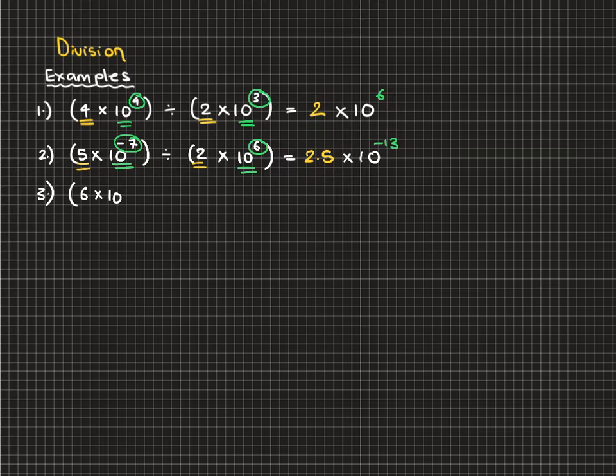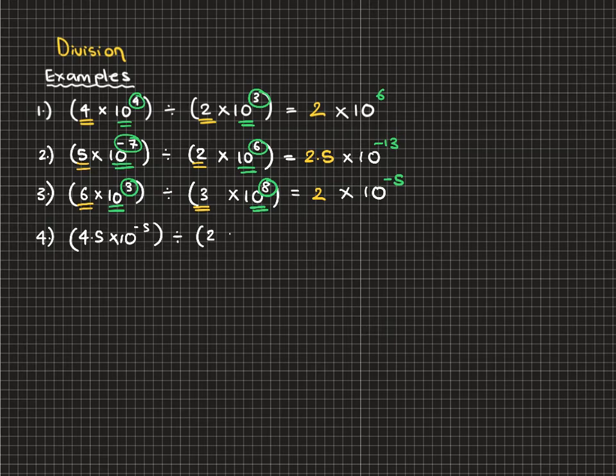6 times 10 to the power 3 divided by 3 times 10 to the power 8. So we have 6 divided by 3, which is 2, times 10 to the power of, so we have 10 cubed divided by 10 to the power 8, subtract indices, it's 10 to the negative 5. And one final example, 4.5 times 10 to the negative 5 divided by 2 times 10 to the negative 9.